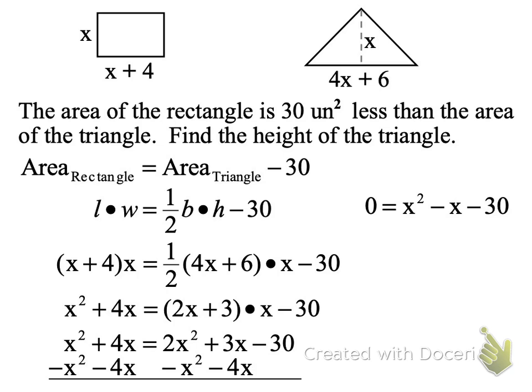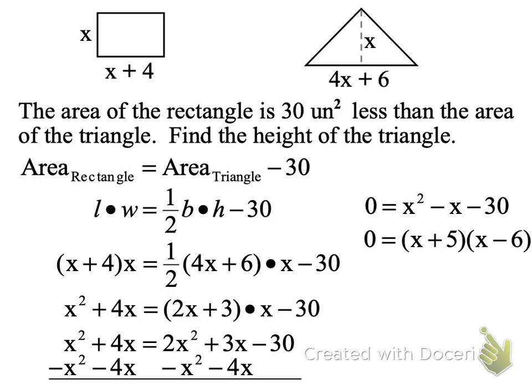So now we're going to do x marks the spot. What multiplies to negative 30 and adds to negative 1? Okay, so I get x minus 6 times x plus 5. You guys with me? Go back to the PowerPoint.